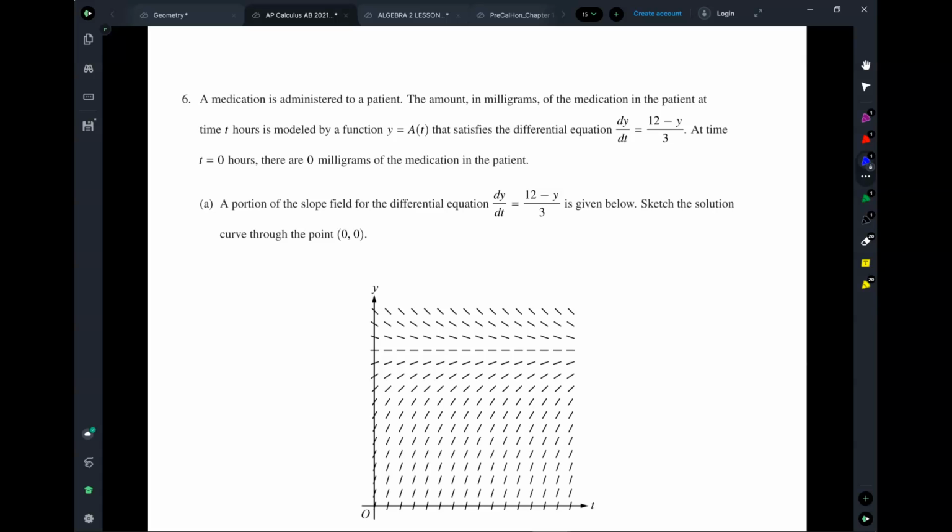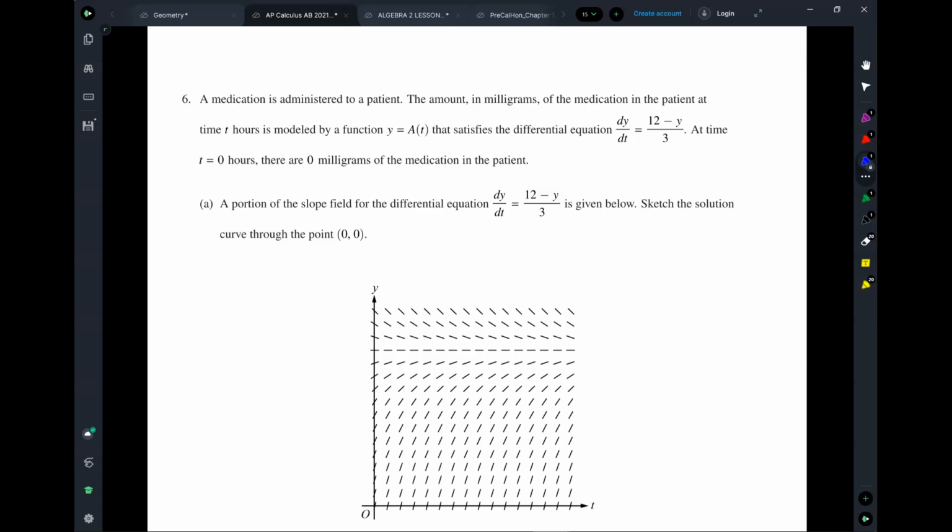Okay, so there is a very high chance that one of the 6 FRQs will be a slope field one, and it's usually on a non-calculator section, okay? All right, so take a look at this one.